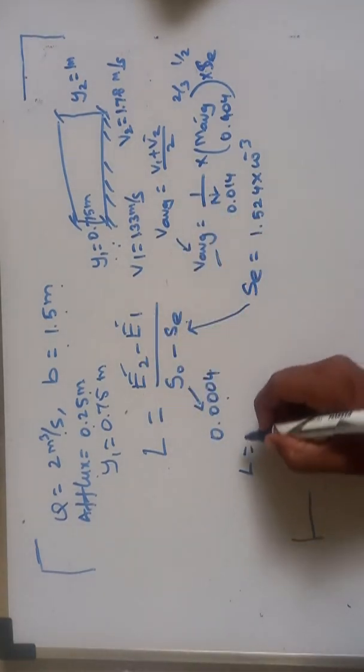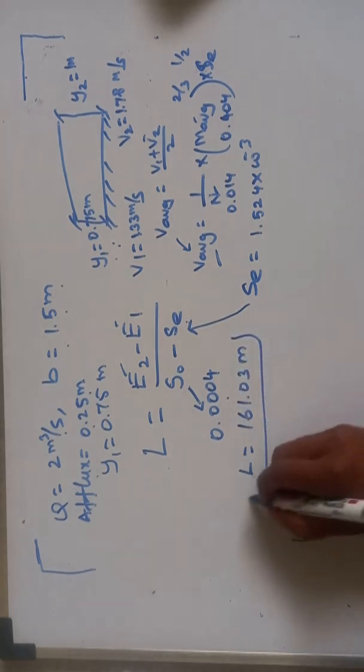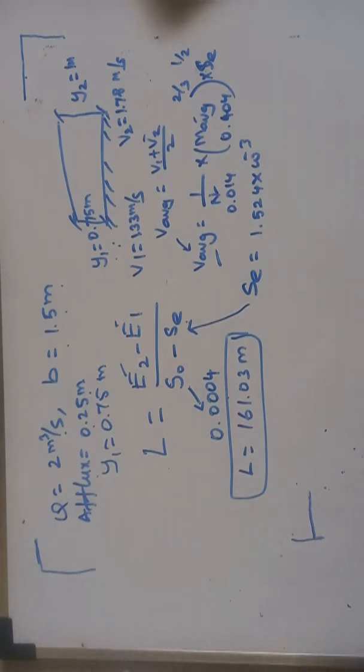After substituting everything, I will get length of backwater equal to 161.03 meter. Okay, students, just try. I gave all values, so all values are correct only. So if you solve, you will get a proper idea about this single step method.